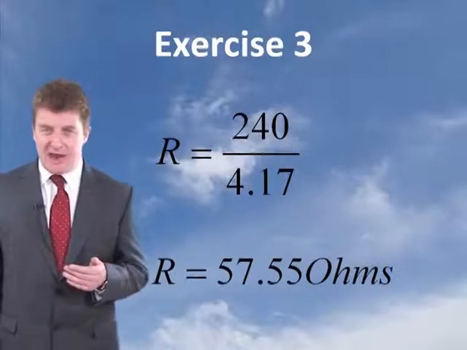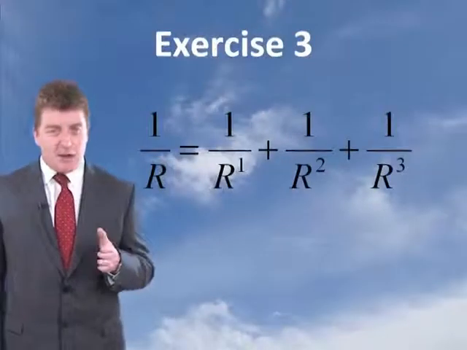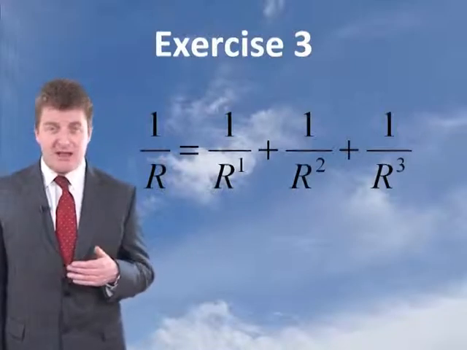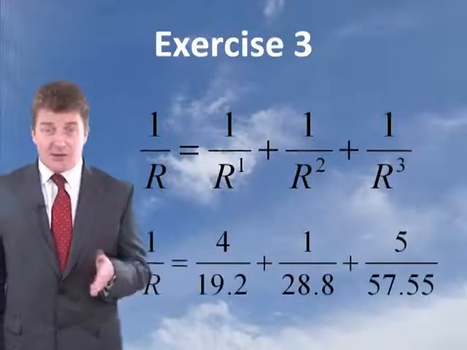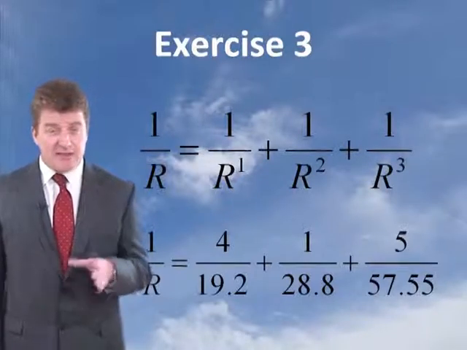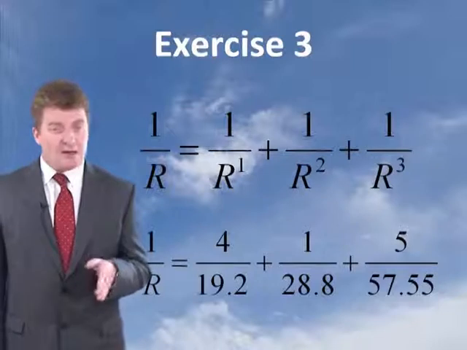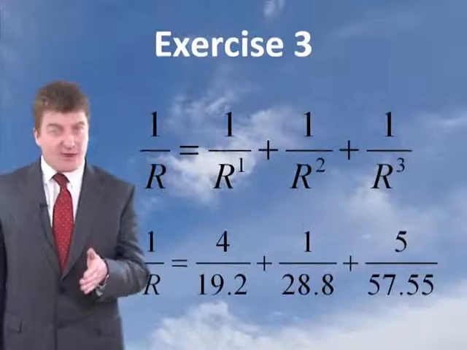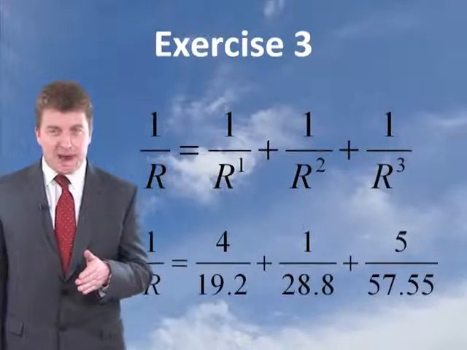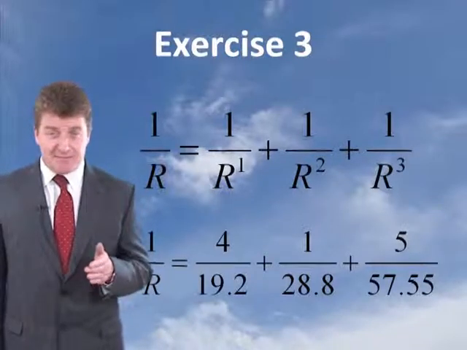The final part of the exercise was to determine the total effective resistance of the circuit. Don't forget, these are in parallel, so you have to use this formula: 1 divided by R equals 1 divided by R1 plus 1 divided by R2 plus 1 divided by R3. If you put them in, don't forget there are 4 heaters and 5 computers, reflecting the formula. It comes out as 1 divided by R equals 4 divided by 19.2 plus 1 divided by 28.8 plus 5 divided by 57.55.